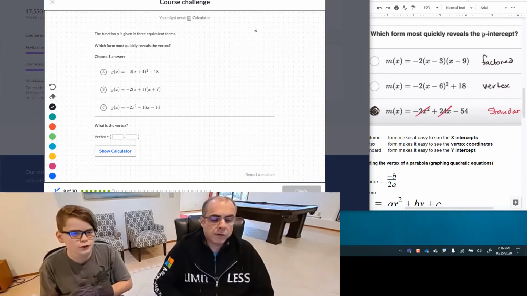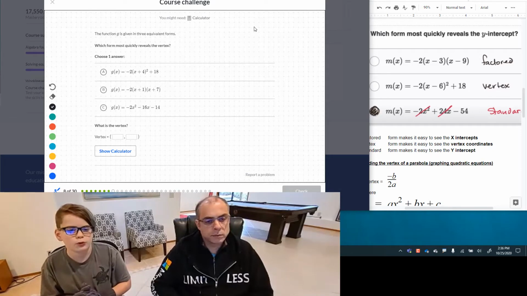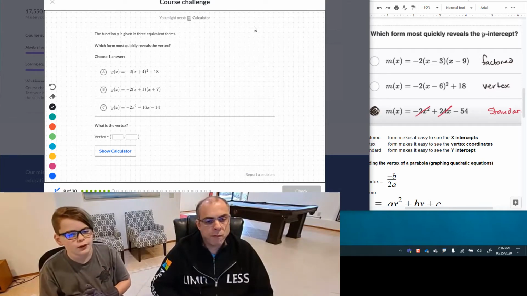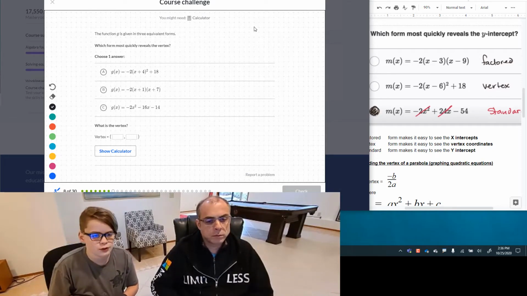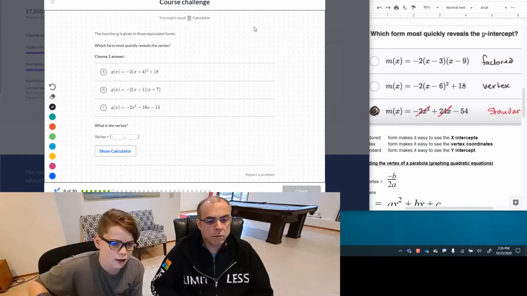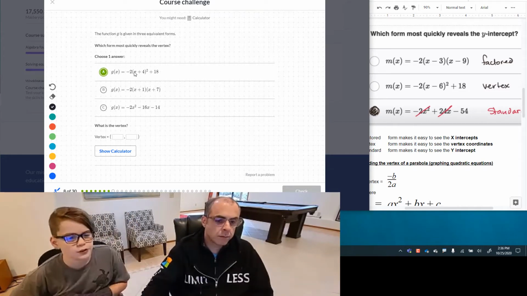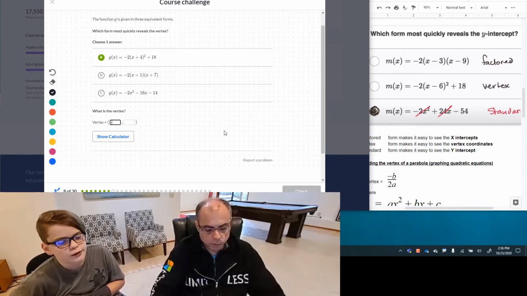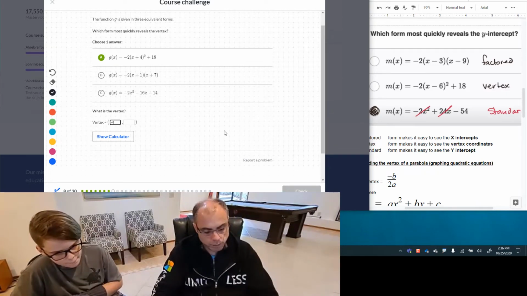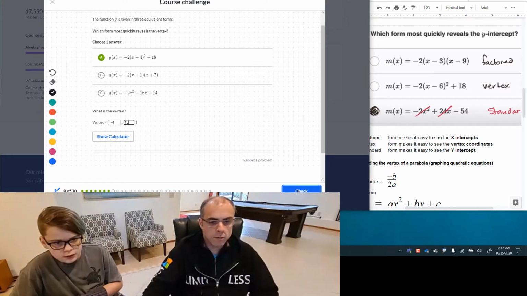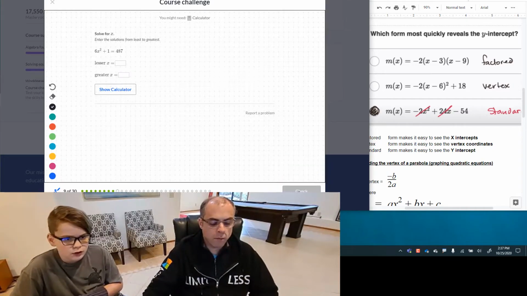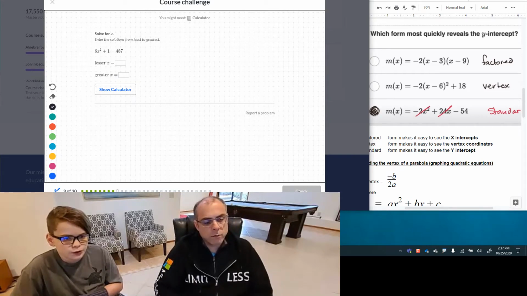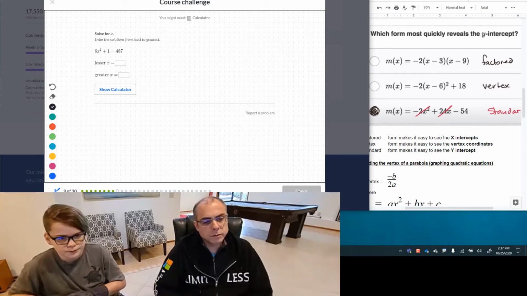The function g is given in 3 equivalent forms, which form most quickly reveals the vertex? So it's obvious, it's A. And the vertex is, for x, it is -4, and for y it is 18. Good. So for x, enter solution from these figures.